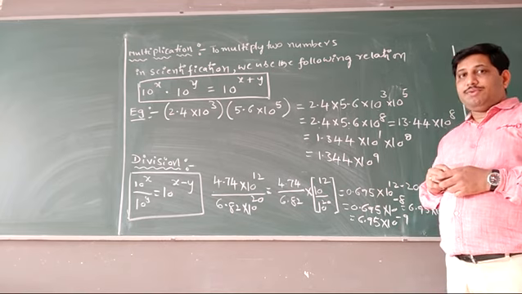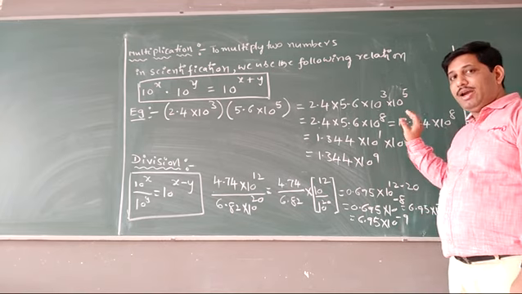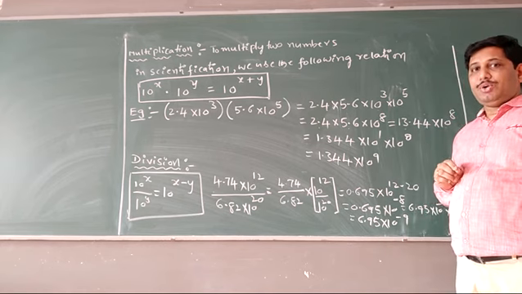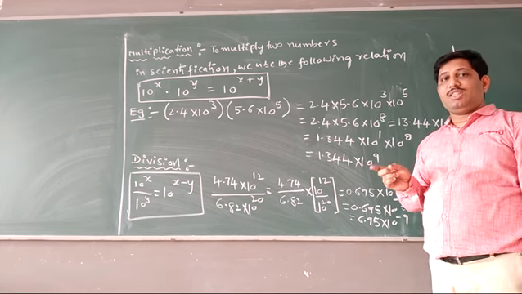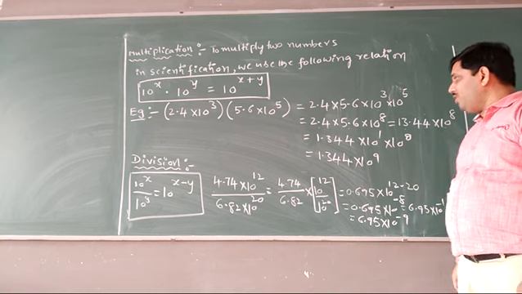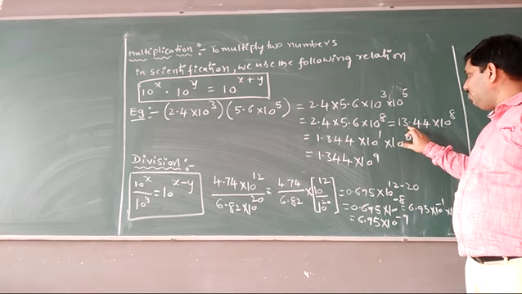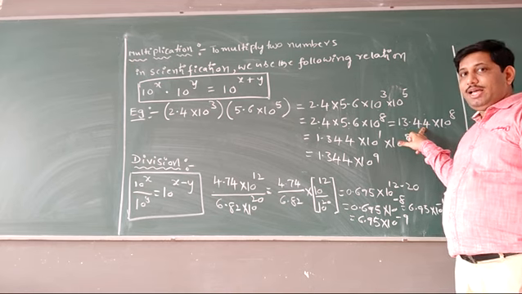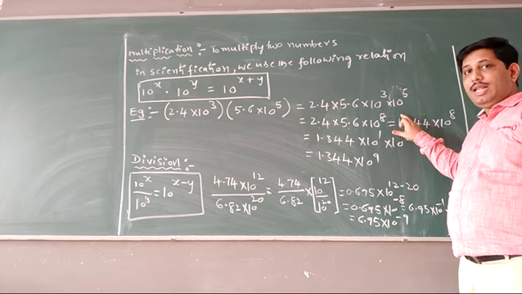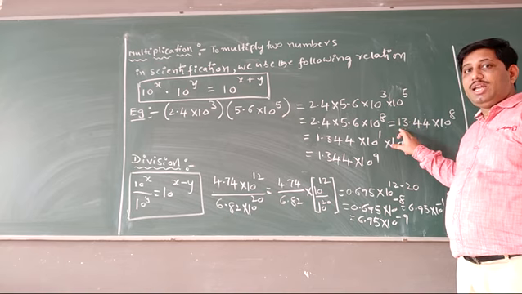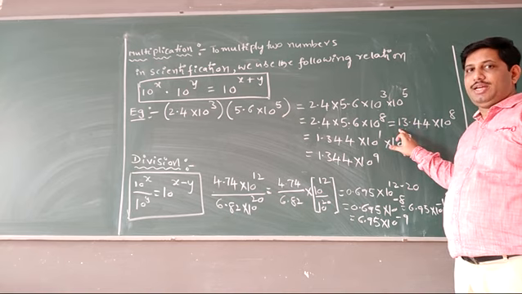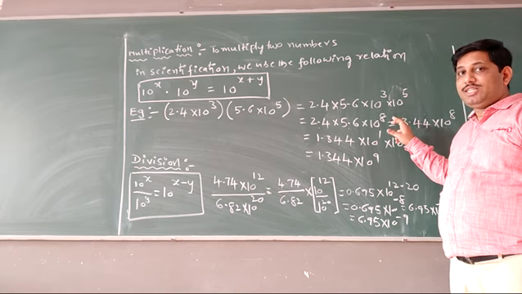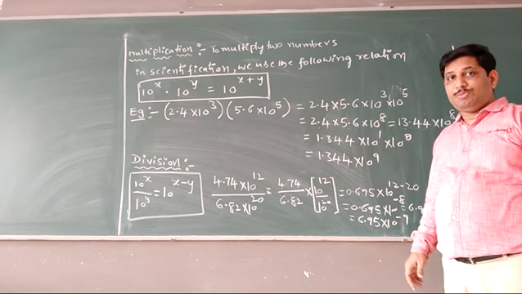Remember, students, if the final answer is not in scientific notation, we can convert it into scientific notation. For example, here 13.44. This number is greater than 9.999. Hence, the decimal point moves towards left until there is a single non-zero digit before the decimal point. If the decimal point moves towards left by one place, 1 is the power of 10.